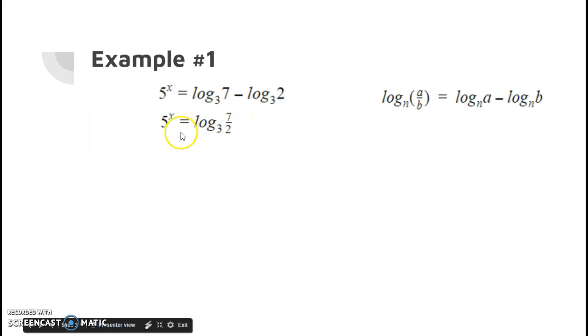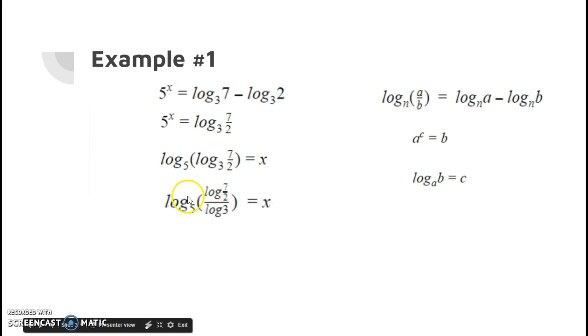So then next you can see this is in exponential form, and because it is in exponential form, you would have to convert it into logarithm form. And if you remember, in order to change from exponential to logarithm, it would have to be log base 5 of log base 3 of 7 over 2 equals x. And like I've stated before, if your calculator does not have the log base button, you can simply put in log of 7 over 2 all over log 3, and you would get log base 5 of 1.14 equals x.